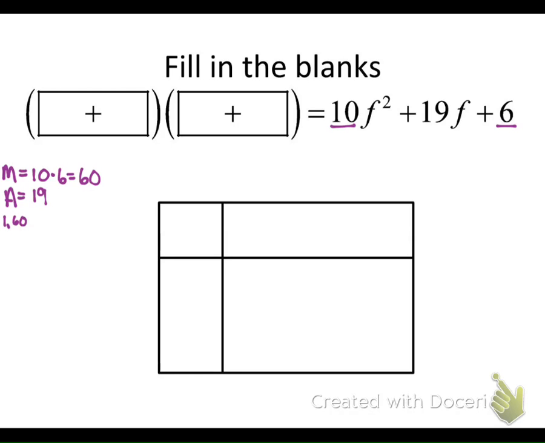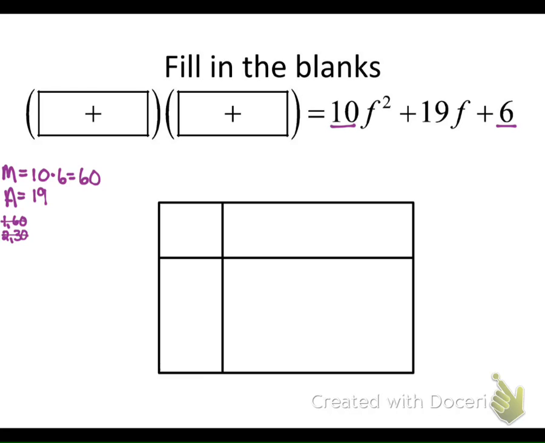So 1 times 60 is 60. 1 plus 60 is 61. Will that get me to 19? No. So I'm going to keep going. 2 times what gets me to 60? 30. Will 2 plus 30 get me to 19? Nope. So that doesn't work.